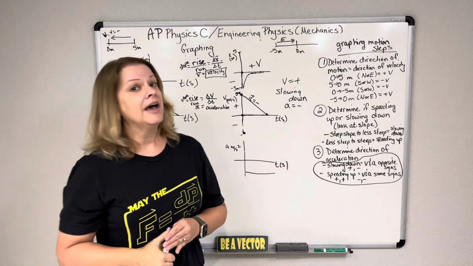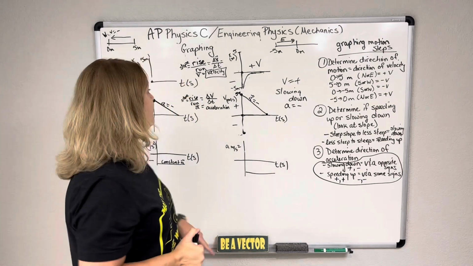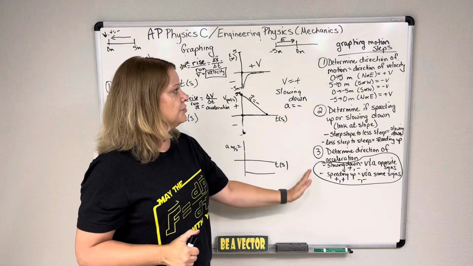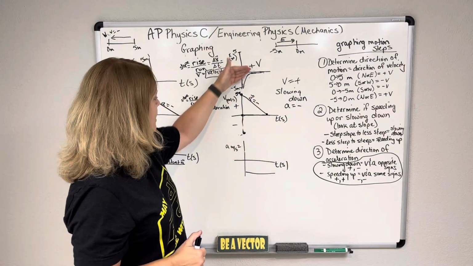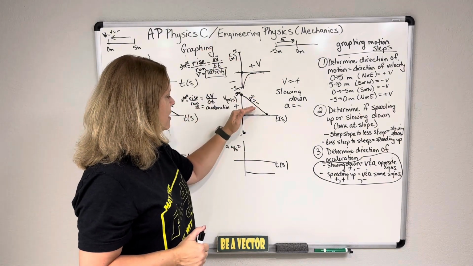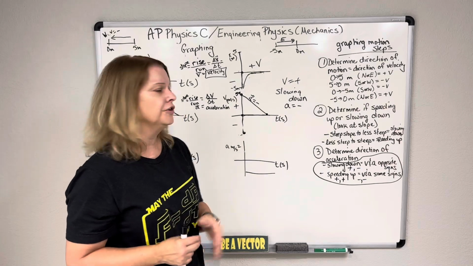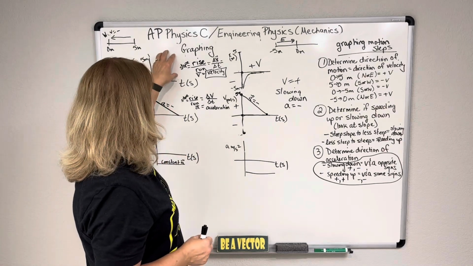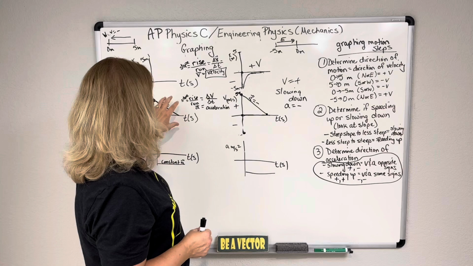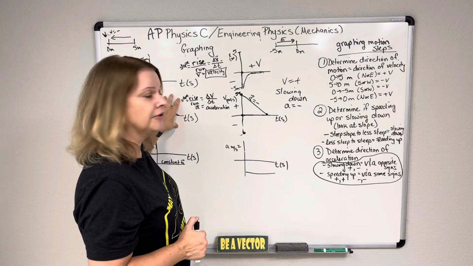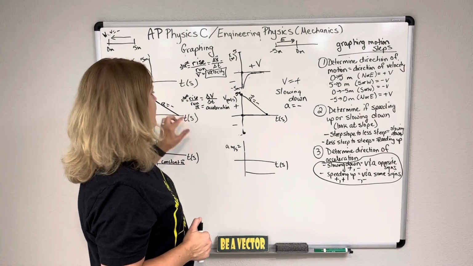All right, that is your quick review on graphing and the 3 steps in order to translate between position and time, velocity and time, and acceleration. Remember, when we talk about slopes on a position time, it's velocity. Slope on a velocity time is acceleration. Right now, we're talking about average.